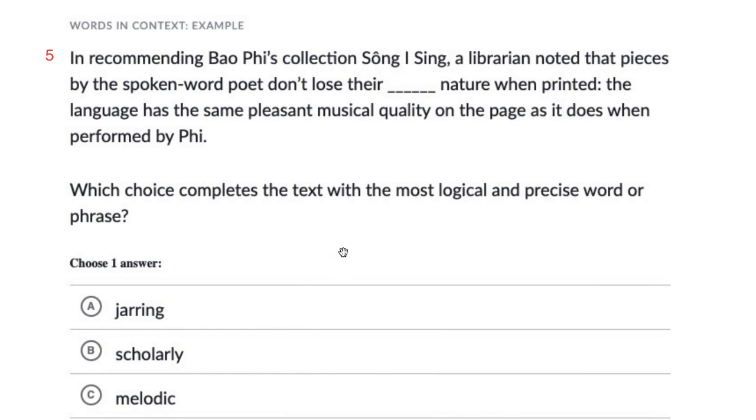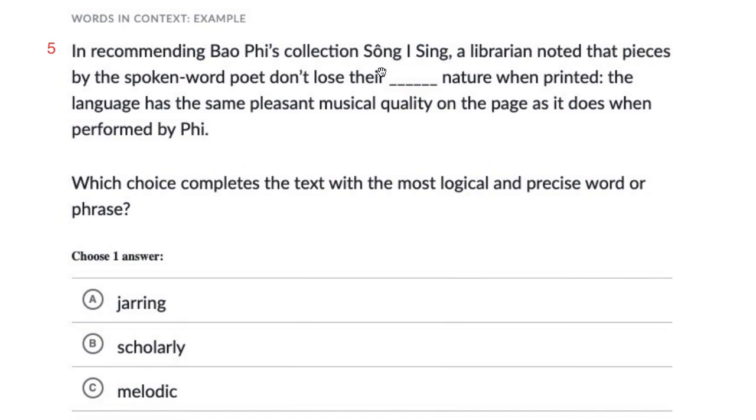Number 5, in recommending this collection, I guess it's poetry, a librarian noted that the pieces by the spoken word poet don't lose their blank nature when printed. And then here comes the colon, and the colon always tells us this is going to be an explanation, an expansion on what came before. So the language has the same pleasant musical quality on the page as it does when performed by feet.